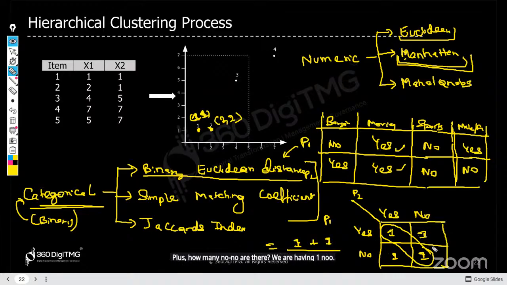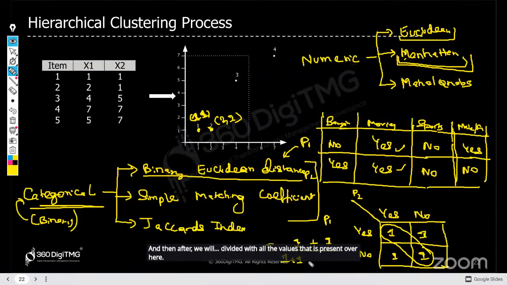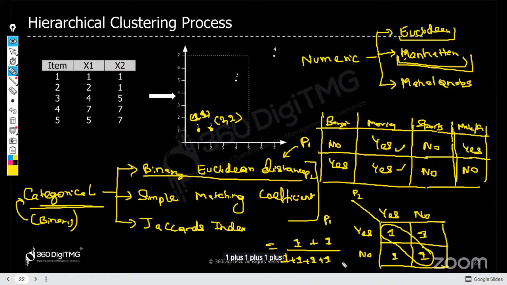And then we will divide it by all the values that are present over here: 1 plus 1 plus 1 plus 1. Finally, we are getting 2 divided by 4. This is my simple matching coefficient. That's how we are able to find the distance by using simple matching coefficients.